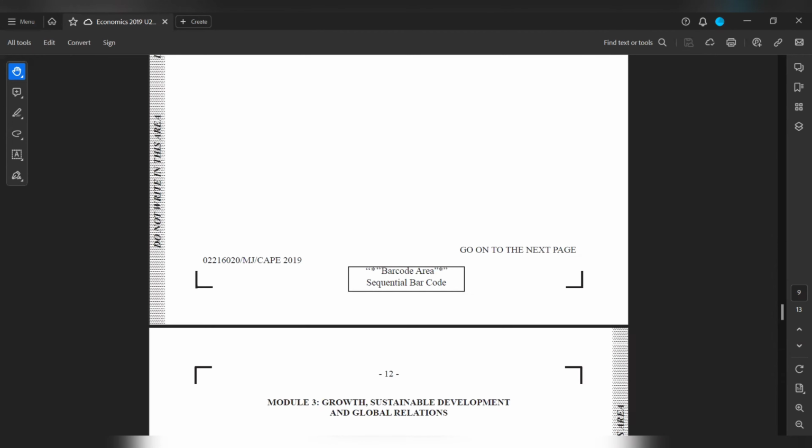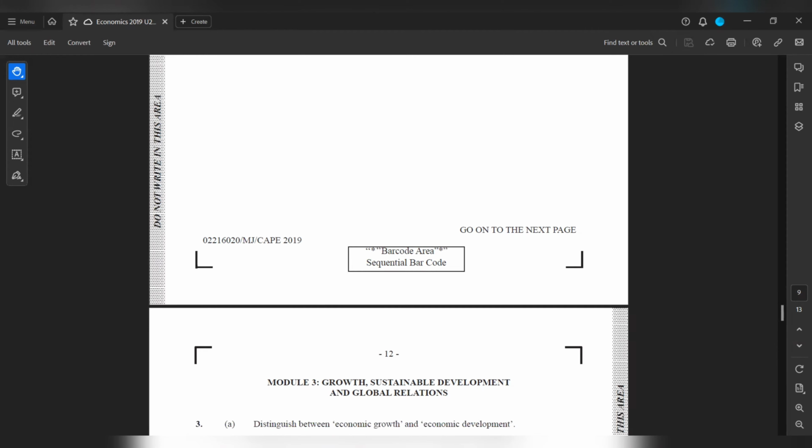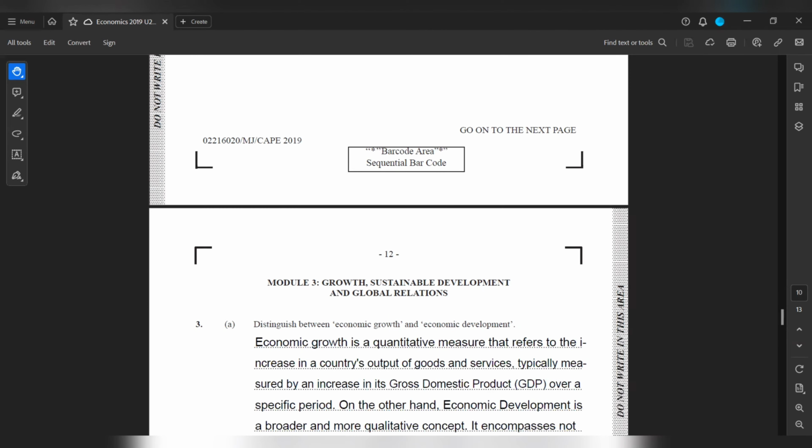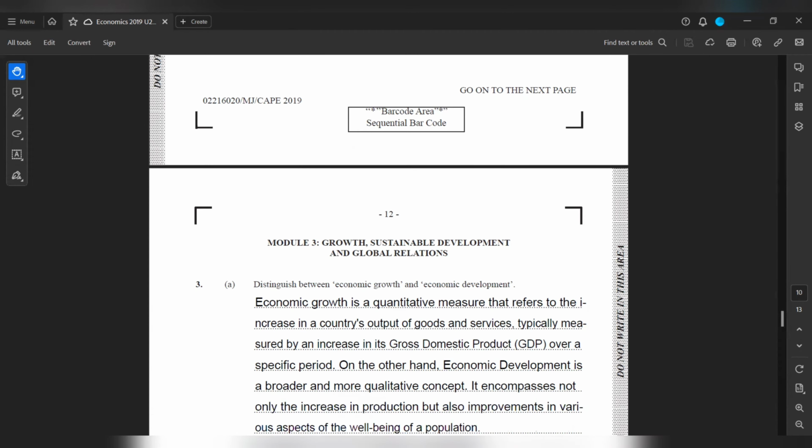Module 3, Growth, Sustainable Development, and Global Relations. Distinguish between economic growth and economic development. Economic growth is a quantitative measure that refers to the increase in a country's output of goods and services, typically measured by an increase in its gross domestic product, GDP, over a specific period. On the other hand, economic development is a broader and more qualitative concept. It encompasses not only the increase in production, but also improvements in various aspects of the well-being of a population.